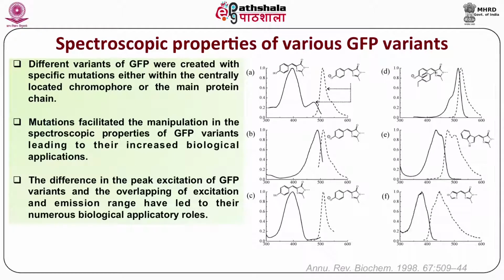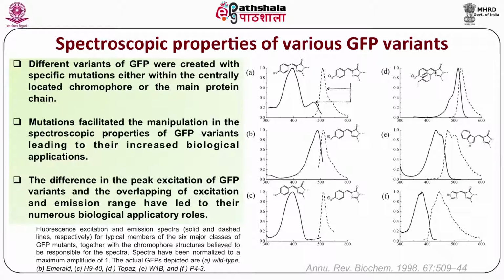You can see here the emission spectra of different types of green fluorescent protein variants. Fluorescence excitation and emission spectra, solid and dashed lines, for typical members of 6 major classes of green fluorescent mutants, together with the chromophore structure believed to be responsible for the spectral characteristic features. Spectra have been normalized to the maximum amplitude of 1, and the actual green fluorescent proteins are depicted as: A, the wild type; B, Emerald; C, H9-40; D, Topaz; E, W1B; and F, P4-3.